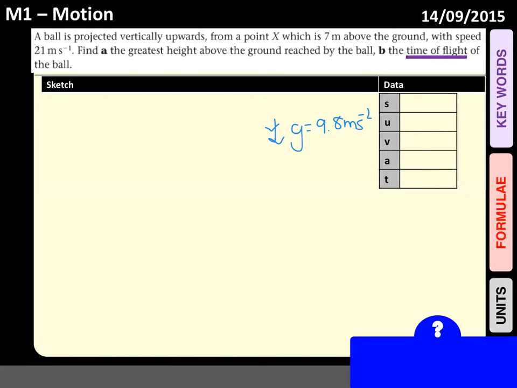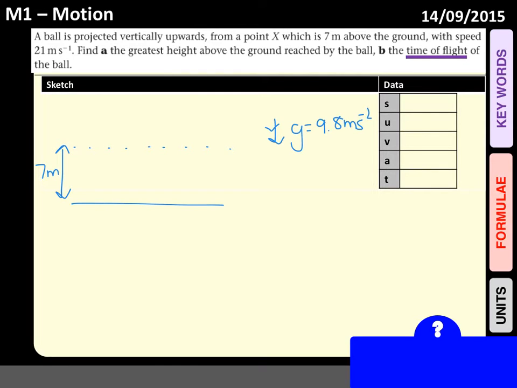Okay, now it's projected from a point X, which is 7 meters above the ground. So we ought to draw on our ground level and then our 7 meter level as well, marking that dimension on as 7 meters.